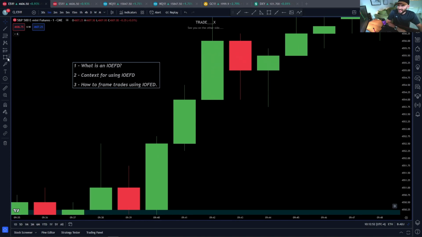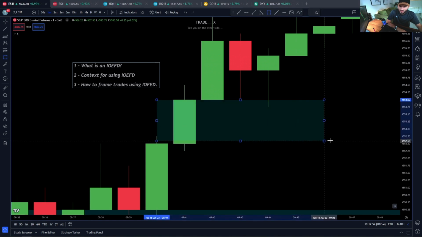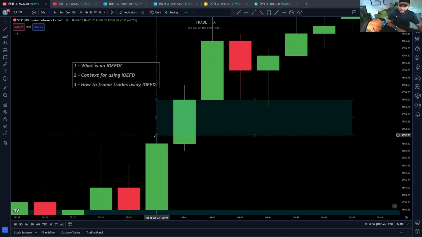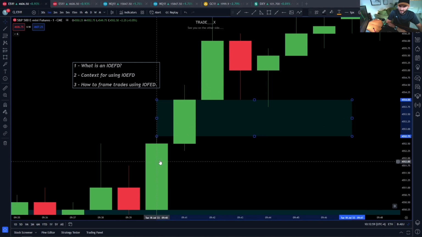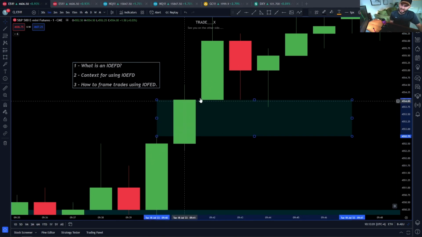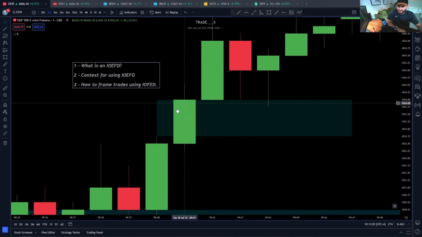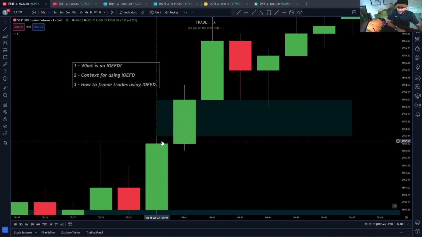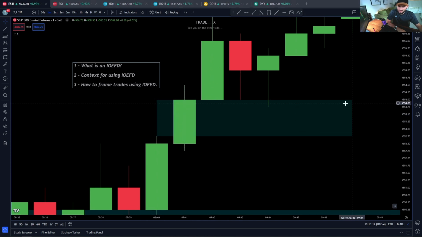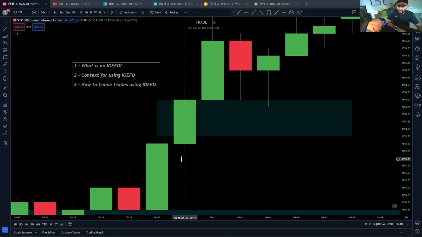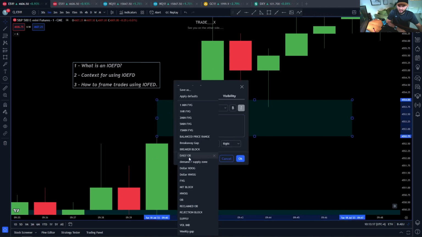In short, it is a fair value gap, and I'm assuming you all know what fair value gaps are by now, but if you don't, just very, very briefly, it's a three candle formation with a gap in between the first and third candle. The gap's left open, so you can see the high of this candle, the low of this candle. At no point has price rebalanced this range, so this becomes a fair value gap. All right, so in this example, this is a 1 minute fair value gap.